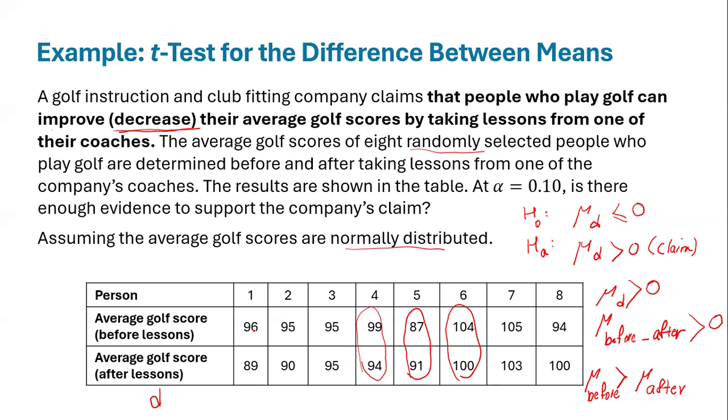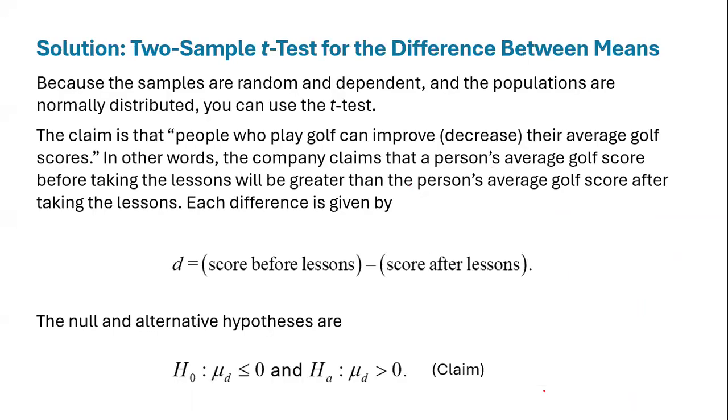And I know that 96 minus 89 is 7. 95 minus 90 is 5. 95 minus 95 is 0. 99 minus 94 is 5. 87 minus 91 is negative 4. 104 minus 100 is 4. 105 minus 103 is 2. And 94 minus 100 is negative 6. These are my new values, and I need to find the mean and the standard deviation of these values.